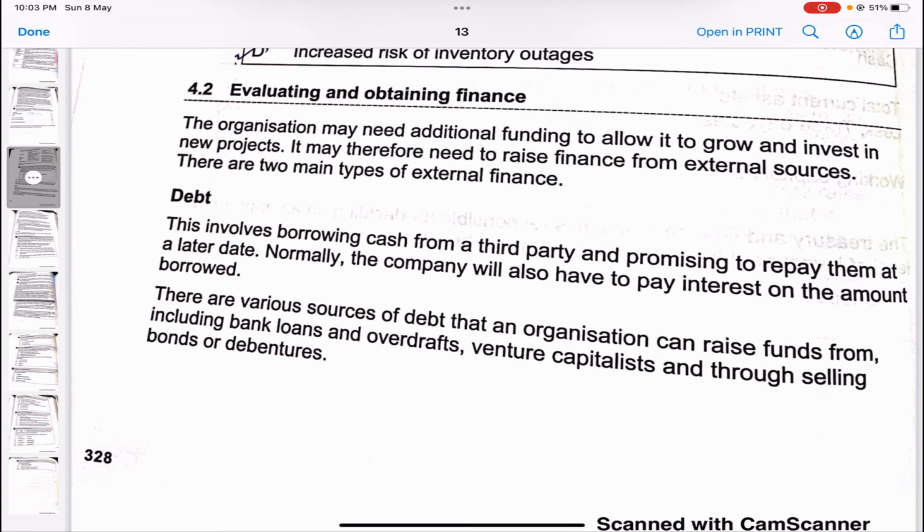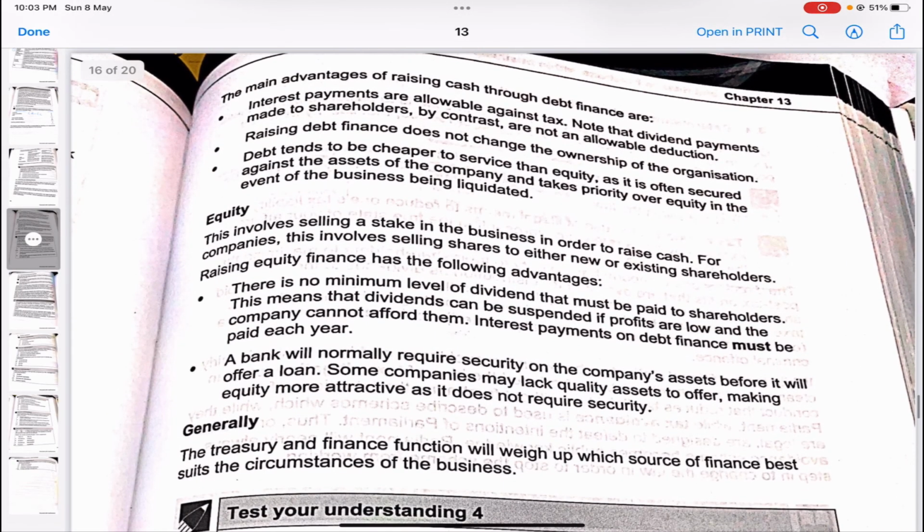There are various sources of debt that an organization can raise funds from, including bank loans, overdrafts, venture capitalists, and selling bonds or debentures. What are the advantages of raising capital through debt finance? The interest payments are allowable against tax, so they are tax deductible. Whereas the dividends we pay to shareholders are not tax deductible. So debt is tax deductible.